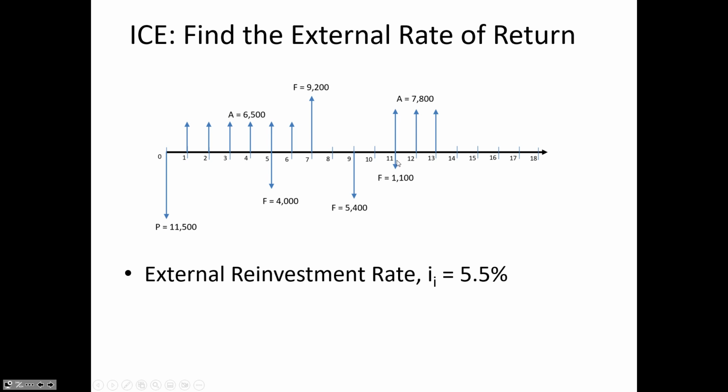And so when we're discounting the outflows to time 0 and the inflows to year 13, we're using the external reinvestment rate. But then when we're taking that lump sum of the revenues from year 13 to time 0, we're going to be iterating using some unknown interest rate until we get the sum of the inflows and the outflows at time 0 equal to 0.